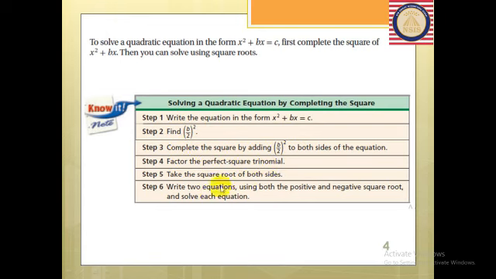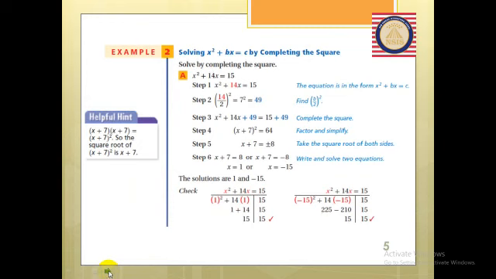And of course, don't forget using both positive and negative for the square root. How to do it? Let's take an example to know how to do these steps. Take care, you must study these steps very carefully, okay? And remember them, because we're going to use these steps to solve the problems from now on.